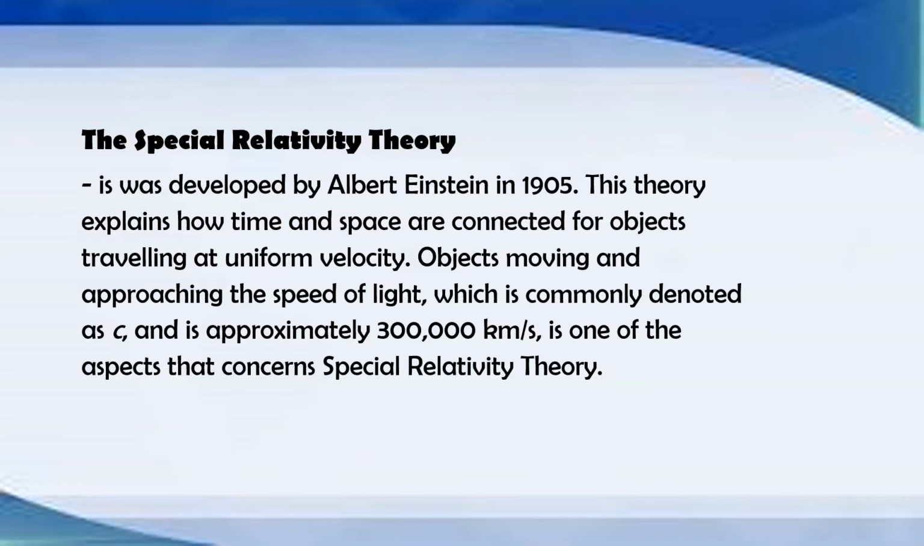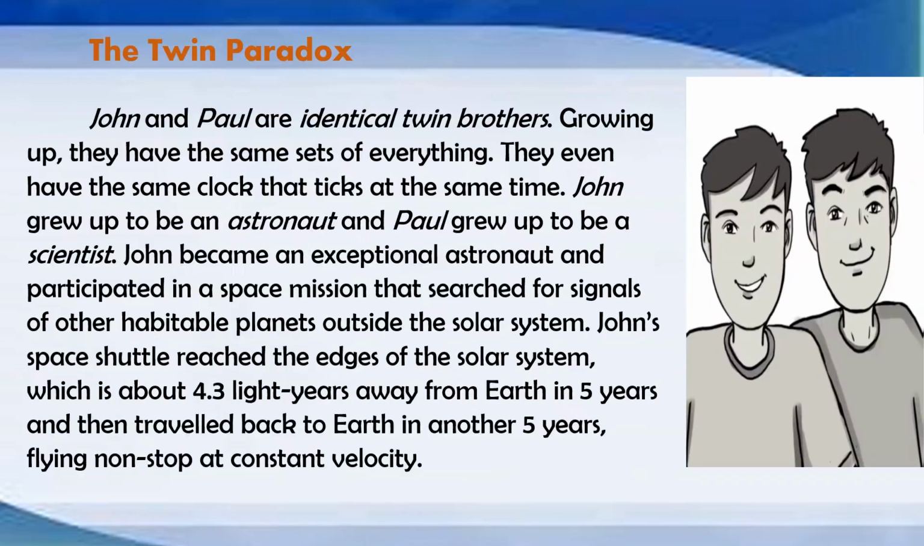The special relativity theory was developed by Albert Einstein in 1905. This theory explains how time and space are connected for objects traveling at a uniform velocity. Objects moving and approaching the speed of light, which is commonly denoted as c and is approximately 300,000 km per second, is one of the aspects that concerns special relativity theory. Okay.